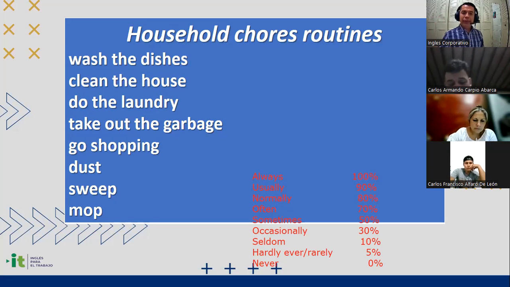Now, let me see, I have three messages. Deben ser tres chicos oyentes. Okay, María.